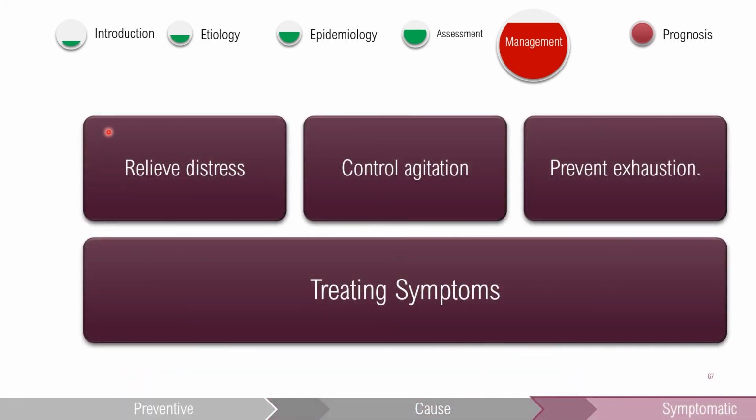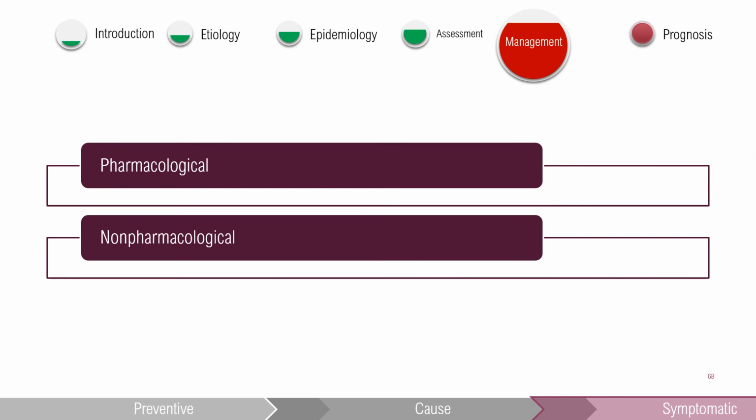The aim of the psychiatric management is to relieve distress, control agitation, prevent exhaustion that can occur as a result of the restlessness, the agitated behavior. We have some pharmacological and some non-pharmacological treatment options. The non-pharmacological treatments are actually the mainstay of treatment, while the pharmacological treatments are reserved for those with severe agitation and hallucinations.